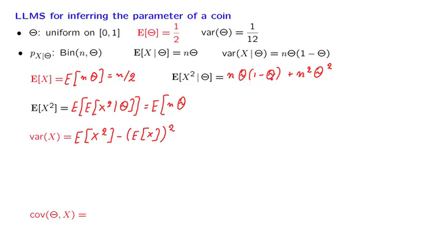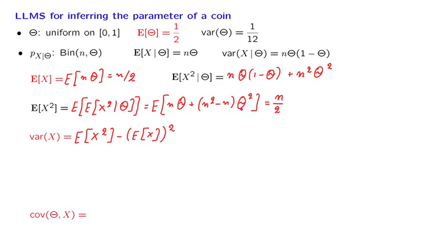And then we have some theta squared terms. One is n squared, the other is minus n. So we obtain plus (n squared minus n) theta squared. The expected value of n times theta is n times the expected value of theta, which is 1/2. So we obtain a factor of n over 2.